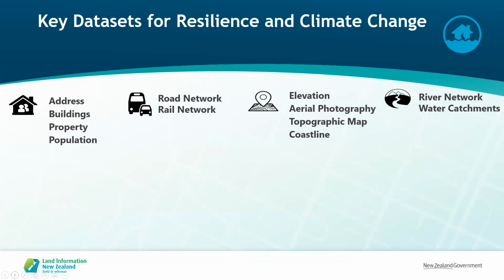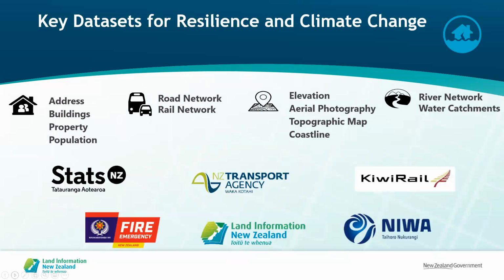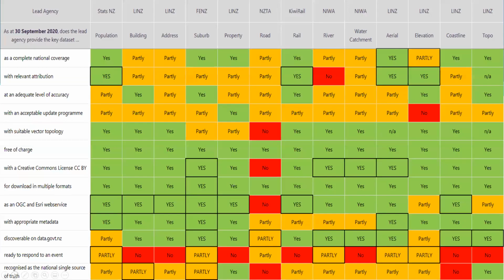If you do the next click. And it's not just an effort from Land Information New Zealand. We're working with these other key government agencies: Statistics, transport, rail operators, Fire and Emergency New Zealand, and NIWA, who are our Crown Research Institute for Water and Atmosphere. So we're all working collaboratively to drive those improvements.